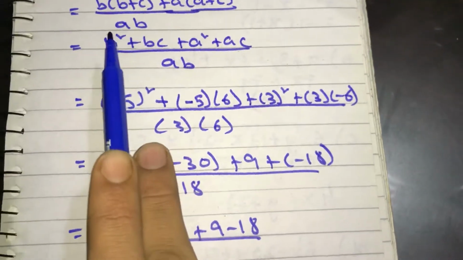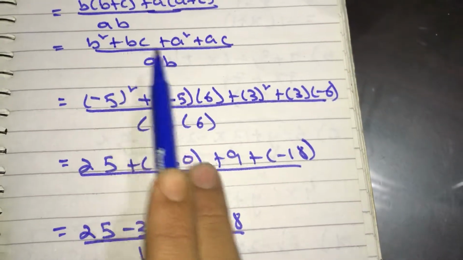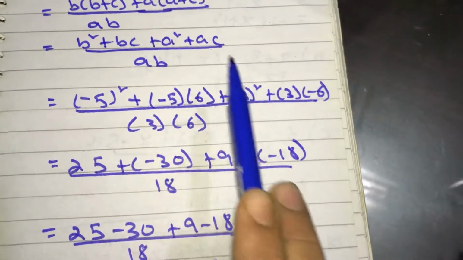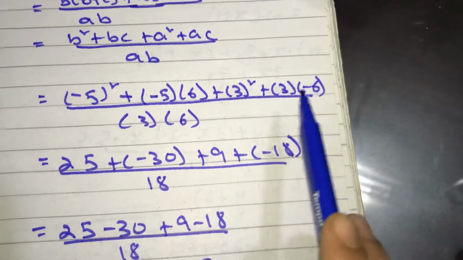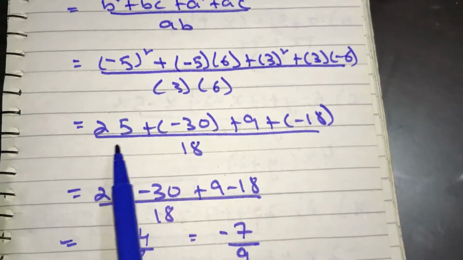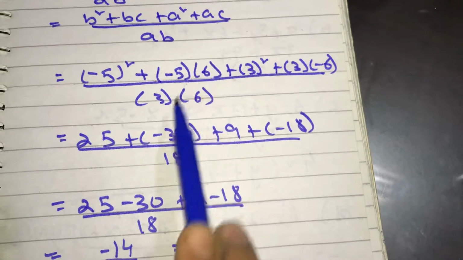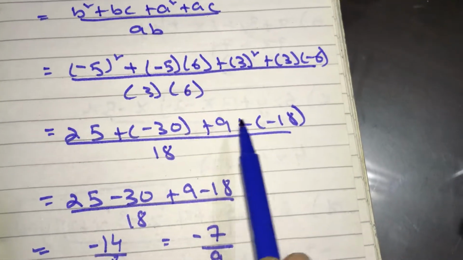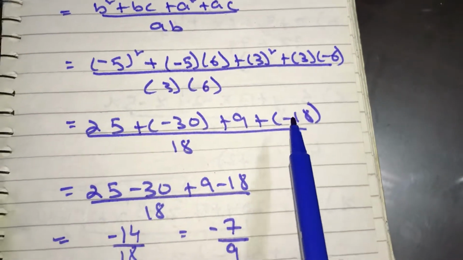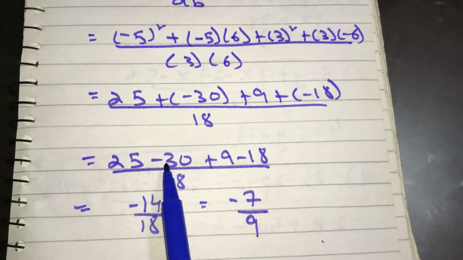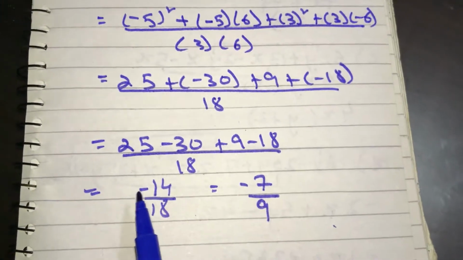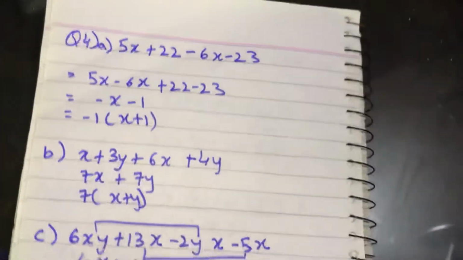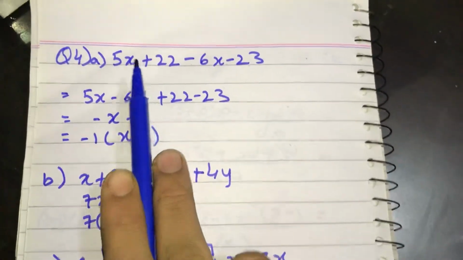Now we will put the values. The value of b is negative 5, so b square, plus bc, b is negative 5, c is 6, plus a is 3 squared, plus a into c, 3 into 6. Negative 5 square is 25, plus negative 5 into 6 is negative 30, plus 3 square 9, plus 3 into 6 is 18. So 25 minus 30 plus 9 plus 18. We will solve it. It will give us negative 14 over 18, which is equal to minus 7 by 9.